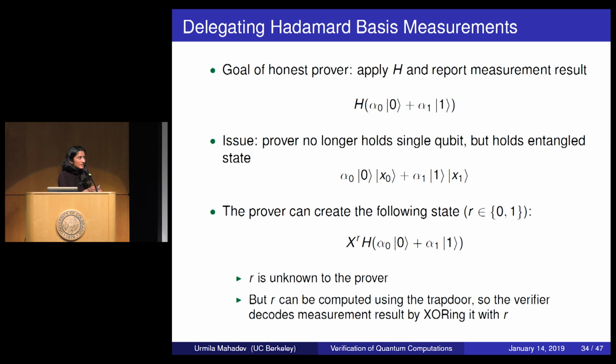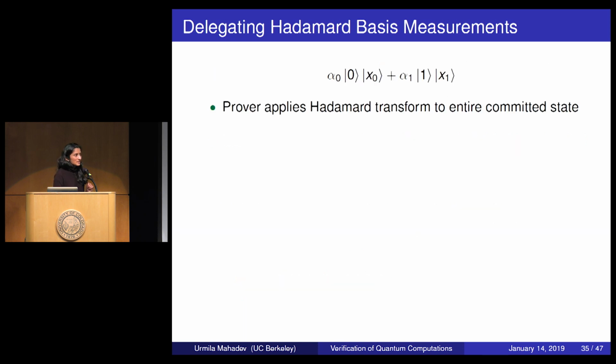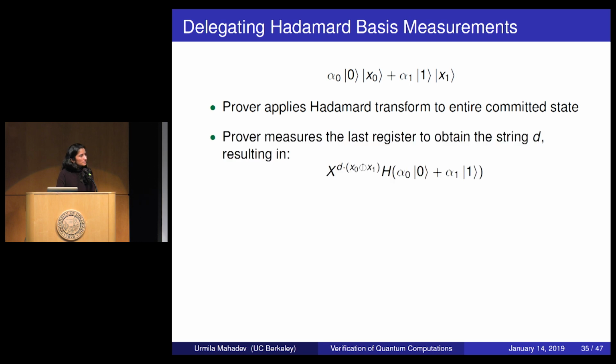Now let me fill in the details here, and let me tell you exactly how this is done with the claw-free encryption. So the first thing the prover does is to convert this encryption into the other one. He applies a Hadamard transform to this entire committed state. Then he measures the second register, the register containing the pre-images x0 and x1, to obtain a string D. As a result of the measurement, this is what his state looks like. So now he has the first qubit with the Hadamard transform applied to it, and there's this bit flip operator, which I previously represented as X to the power R.